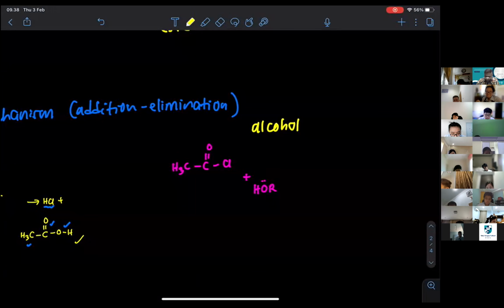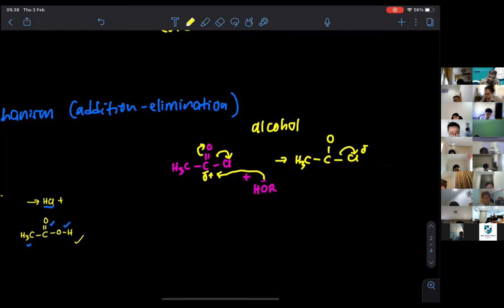Okay. Now you see here, alcohol, the same. So this one will come over here, this one will go here, so this is going to be delta positive. This one will go here. So you are going to get CH3, C, single bond O, and then you have Cl still going there, delta negative. And then you are going to form with the O and then R and then H.